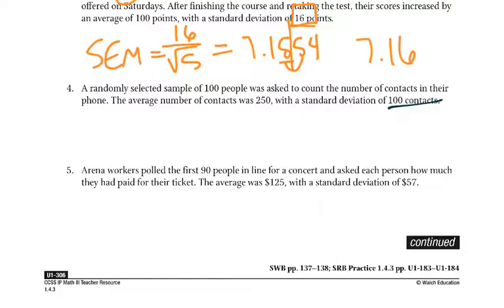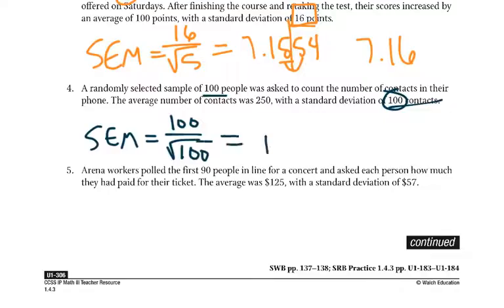So, we go for our standard error of the mean, take our standard deviation, 100, divide by the total number of people, which was also 100. Okay, so the square root of 100 gives us 10. 100 divided by 10 is also 10. So our standard error of the mean was 10 contacts.